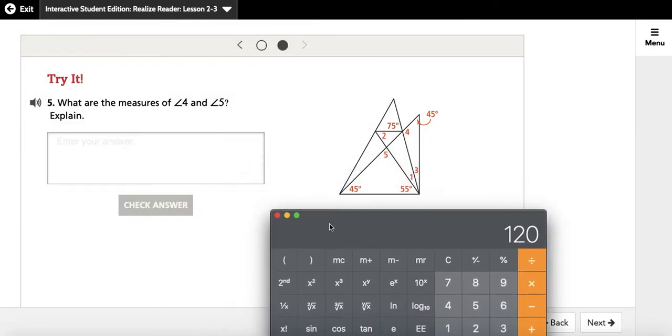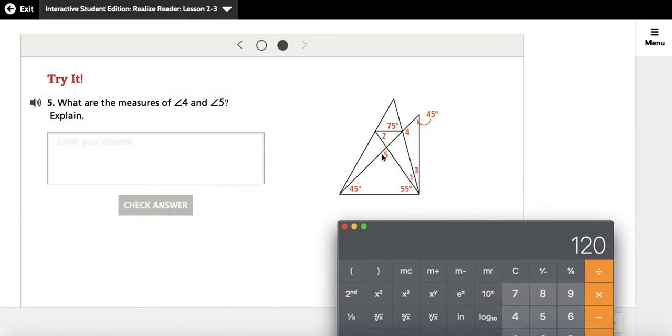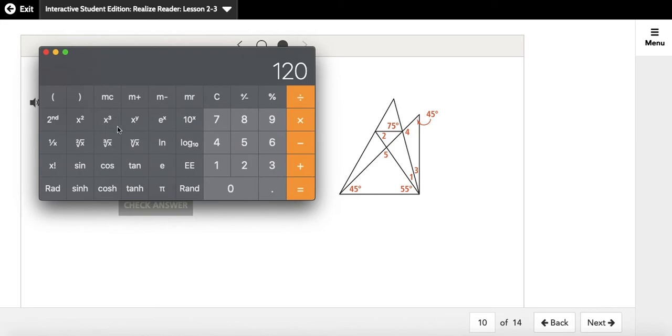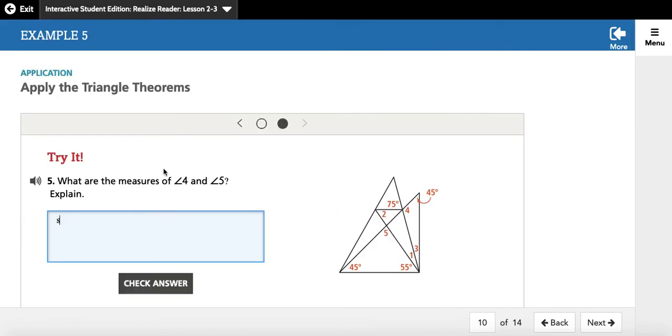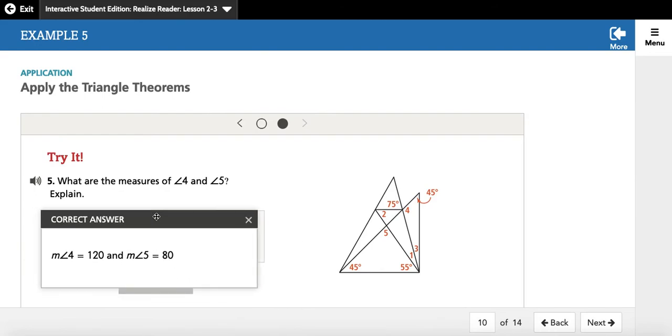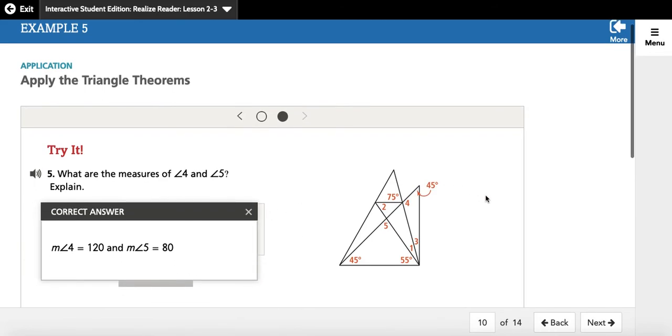Okay, what else do we have to do? Find the measure of angle 5. Oh, that one's pretty straightforward. I see a triangle right here that's using angle 5, and I know the other two angles. So 180 minus the 45 minus the 55 gives me 80. So I think 5 is 80, and 4 I think was 120. Let's see what we got. 120 and 80. Hopefully you got the same thing.